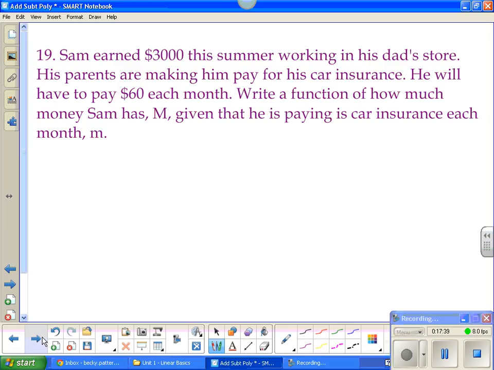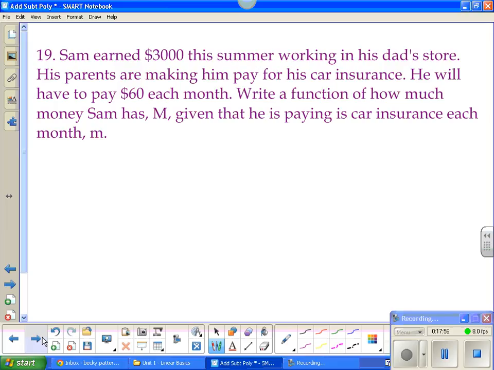Sam earned $3,000 this summer working in his dad's store. His parents are making him pay for his car insurance. He will have to pay $60 each month. Write a function of how much money Sam has, given that he is paying his car insurance each month.